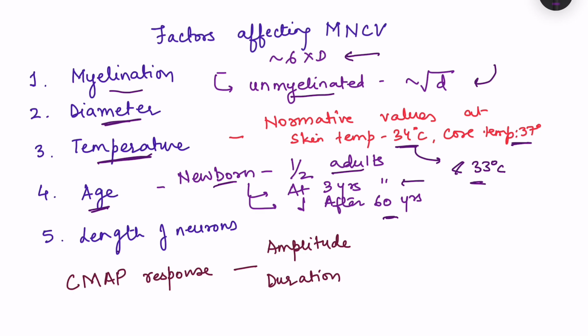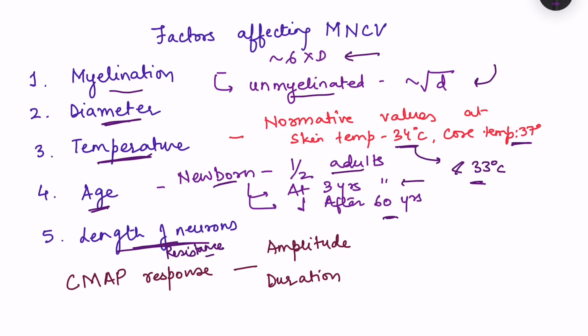Okay, then the length of the neurons is also important. In the upper limbs, the motor nerve conduction velocity is more compared to that of the lower limbs, because the length of the neuron also adds to the resistance. Okay, the more the length of the neurons, the more the resistance.